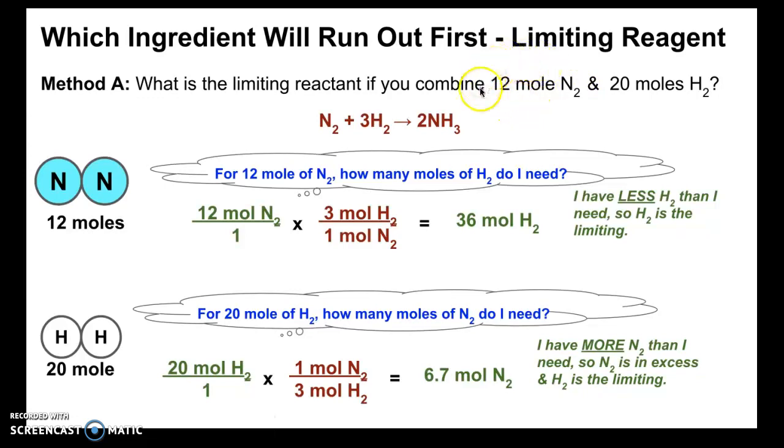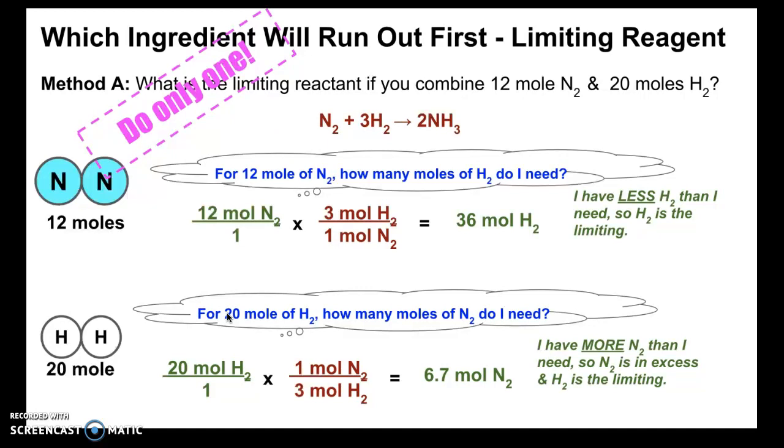All right. So you see that the problem tells you you have 12 moles of N2. You need 6.7 moles. Well, you have more than you need. So that means N2 is in excess and H2 is limiting. Remember, you only need to do one of these. You could either figure out how many moles of H2 you need for the 12 moles of N2, or you could do how many moles of N2 you need for 20 moles of H2. You don't have to do both. Just one is enough to give you your limiting reactant.